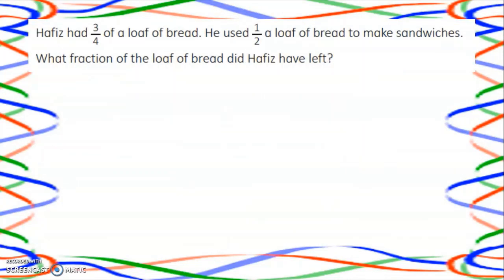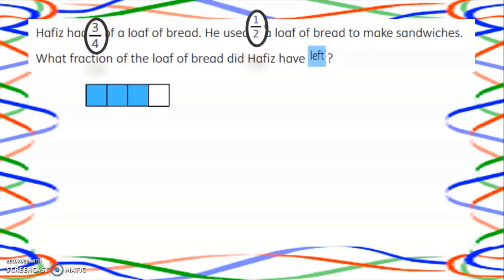Another example. Hafiz had 3/4 of a loaf of bread. He used 1/2 of a loaf of bread to make sandwiches. What fraction of the loaf of bread did Hafiz have left? So we have here 3/4 and 1/2. We're going to find the fraction of the loaf of bread left. So we're going to draw the model for 3/4, 3 blocks shaded out of 4. We're going to take out 1/2 here.